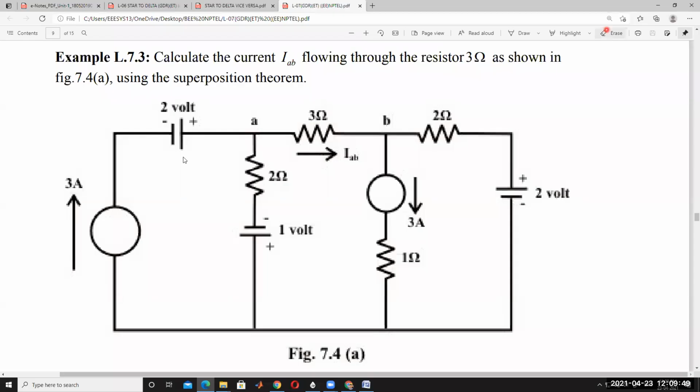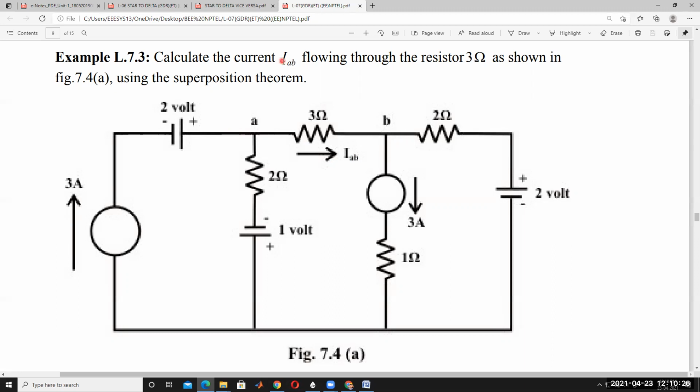So try to listen, all of you. Calculate the current IAB, that means A to B, in the A to B direction only. If the current is in the A to B direction, it is positive. If the current is in the B to A direction, the current is considered negative. By activating one source and deactivating the other sources, we will find the current flowing through A and B. If the current direction is A to B, take positive; if B to A, take negative.